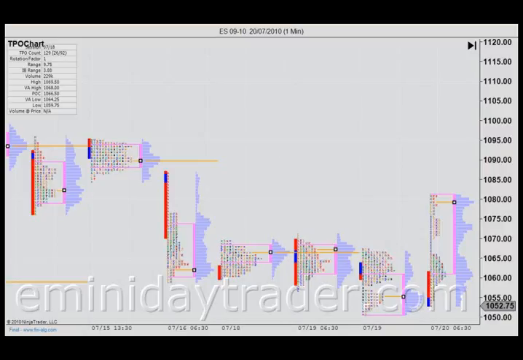Okay, here's a look at the E-mini S&P for Tuesday, July the 20th, 2010. On yesterday's video, I'd mentioned that this low here around 59, we wanted to monitor to see how it did. And the next area down of potential support was 54.